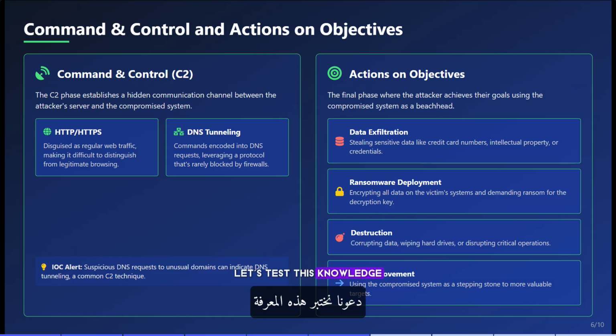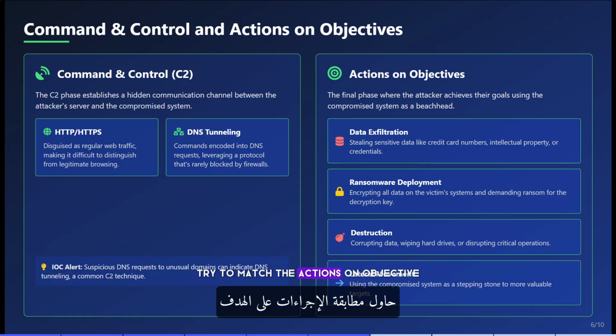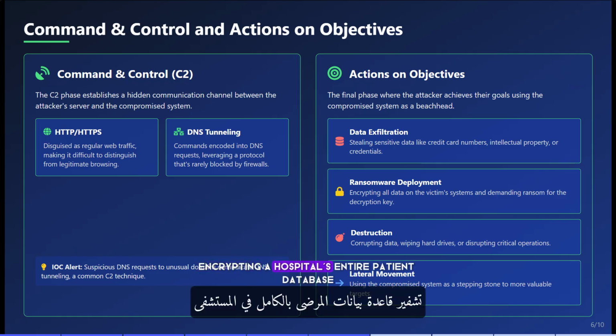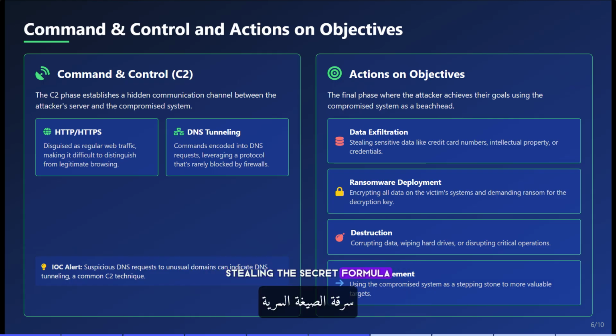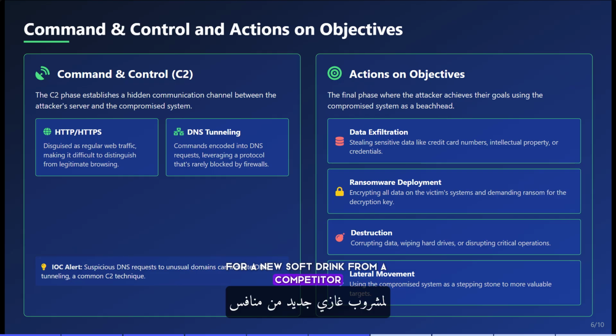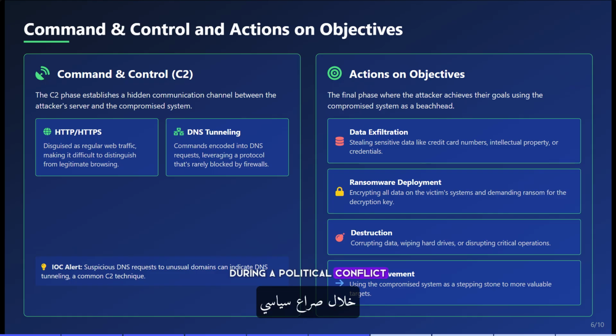Let's test this knowledge. Try to match the actions on objective with the most likely attacker motive: financial gain, espionage, or disruption. Encrypting a hospital's entire patient database. Stealing the secret formula for a new soft drink from a competitor. Wiping the servers of a government agency during a political conflict. Let's see how you did.